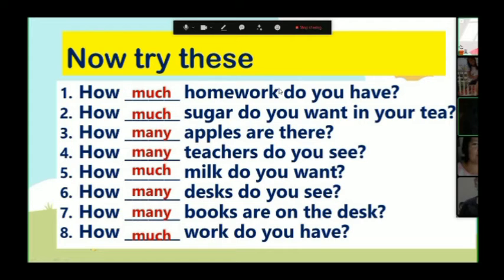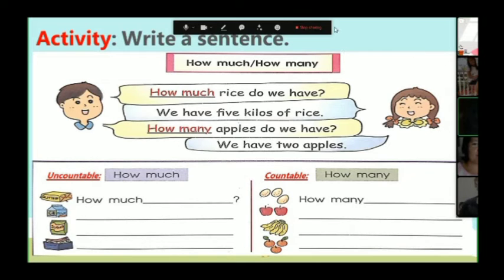Okay, all those words don't have the letter S. This is a singular word, isn't it? We use much. In the other examples, apples, teachers, desks, books, all these words have the letter S, meaning these words are plurals. So we use many, meaning we can count. Okay. Now try to analyze this one. How much and how many? Everybody, can you read this conversation?